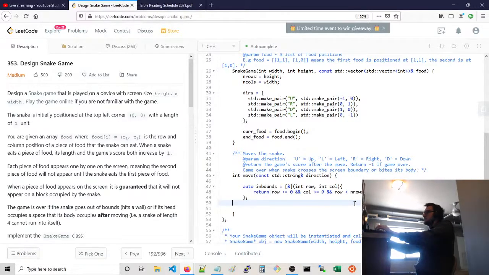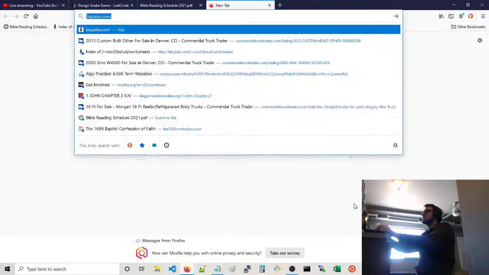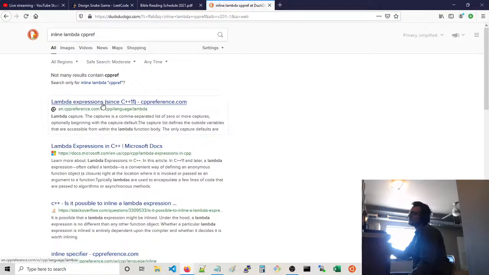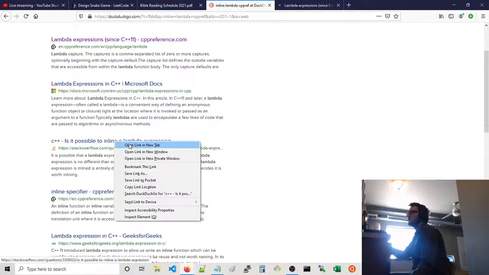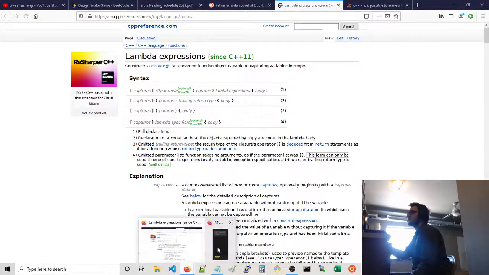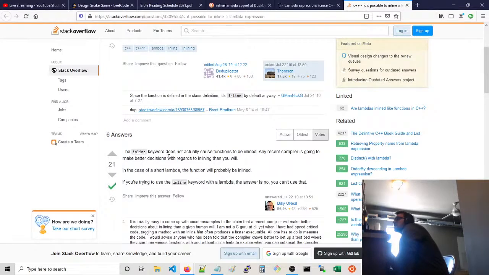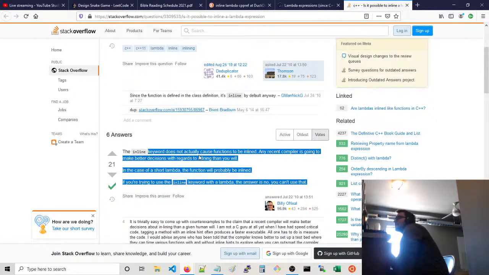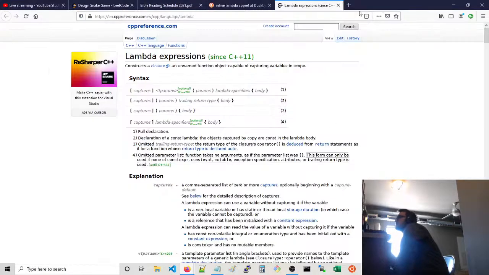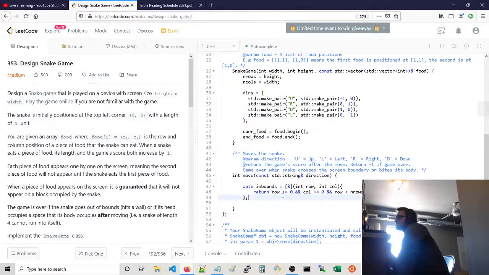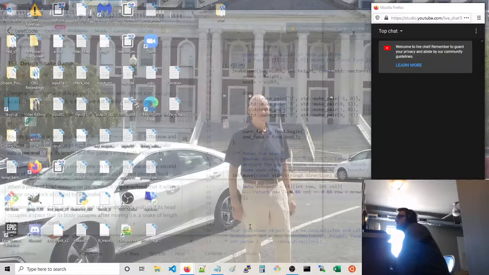These can kind of be inlined. I don't know if you can inline. Can you inline lambdas? Yeah, I'd like to be able to do that. That'd be nice. Okay, the compiler would probably do a better job anyway. Nice. That's good to know. Okay.